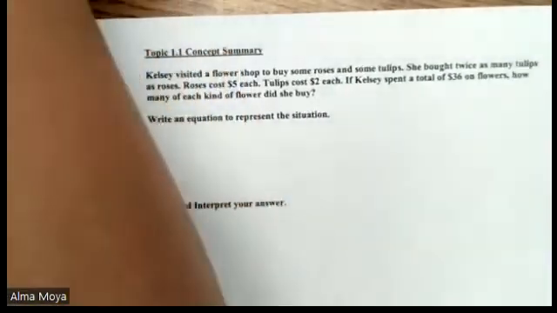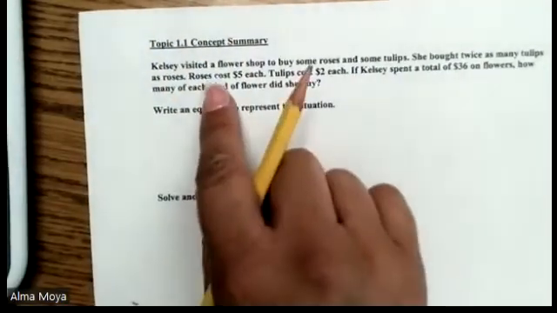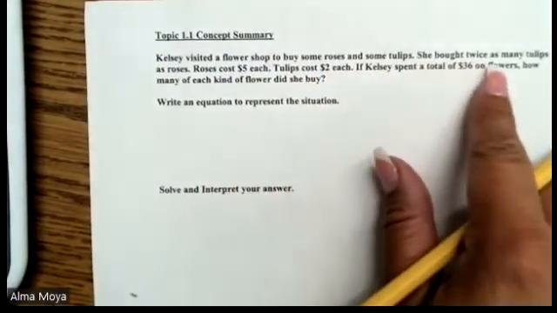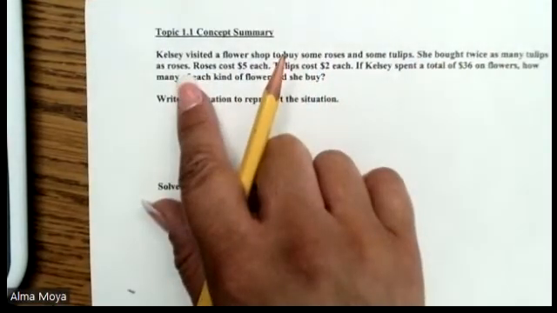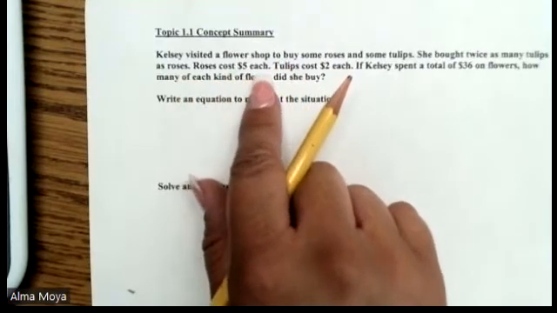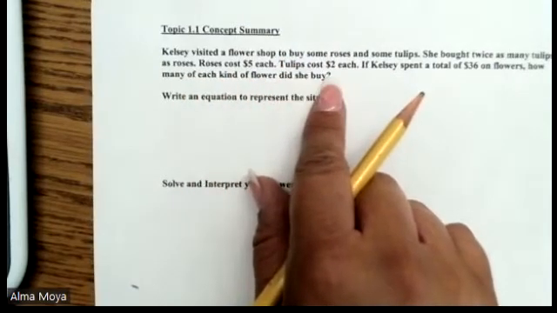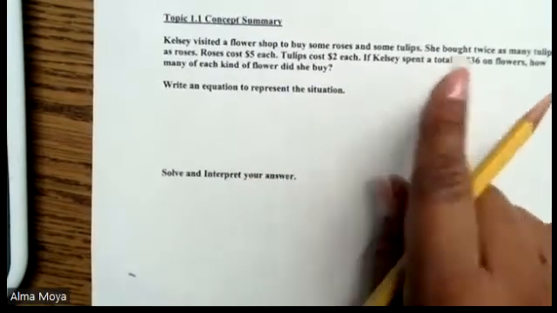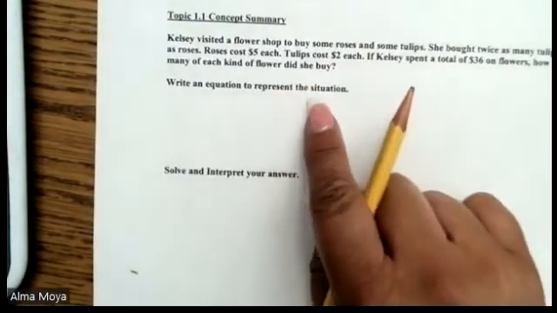Last one. Kelsey visited a flower shop to buy some roses and some tulips. She bought twice as many tulips as roses. Roses cost $5 each. Tulips cost $2 each. If Kelsey spent a total of $36 on flowers, how many of each kind of flower did she buy?